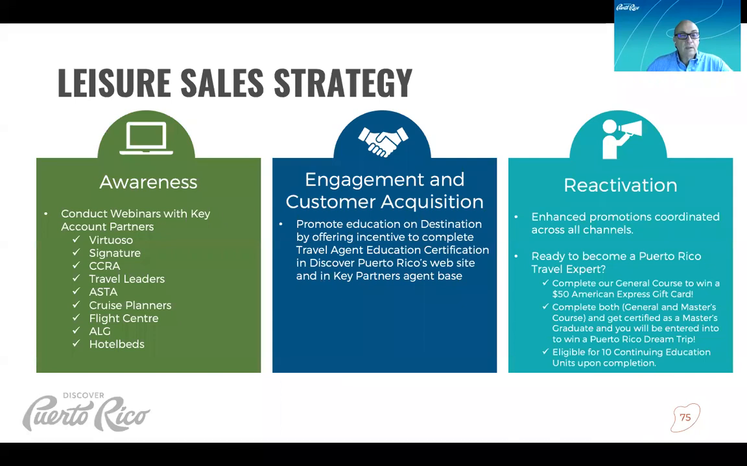We continue fostering awareness through our key partner accounts by virtual means, conducting our sales activities through webinars with great success in attendance, promoting education to the travel agent community, as we believe travel advisors will play a key role in the reactivation process, as travelers will need more information and direction on where to go, what to book, and when. To entice travel advisors, we have placed since March 20th a gift card incentive valued at $50 for each agent that completes the general course. This way, we impart knowledge to the travel agent community and deliver expertise on how to best sell Puerto Rico.